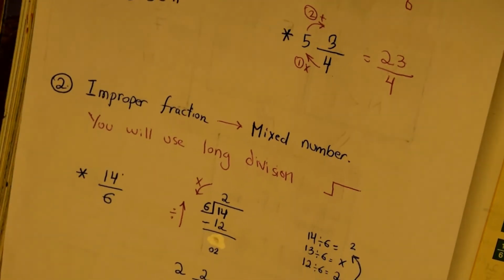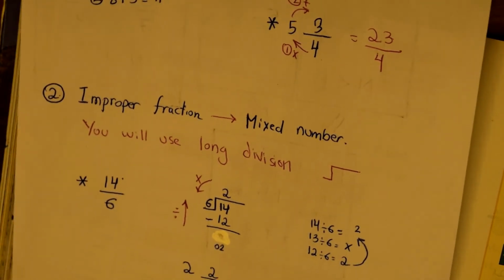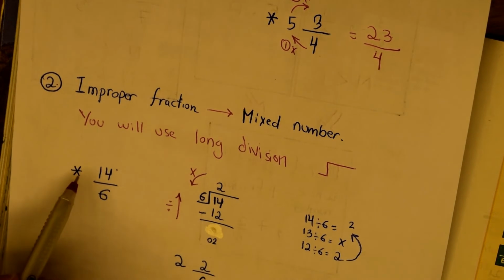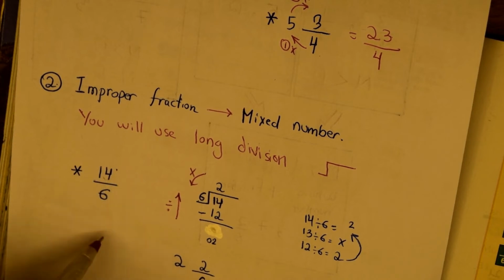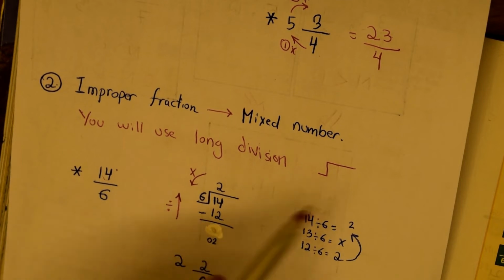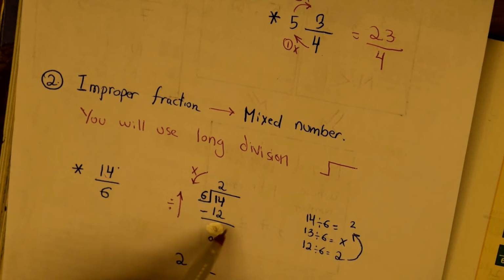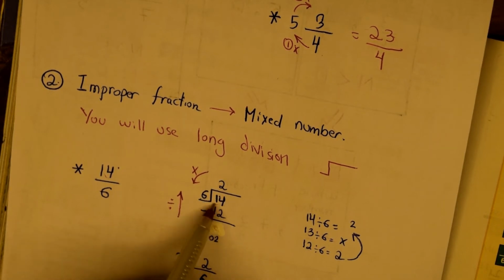Okay, now if I'm given the improper fraction and I have to find the mixed number, I will use long division. So here I have this improper fraction. It has a greater number in the numerator place, so 14 is greater than 6. So in this case, to find the mixed number, I have to use long division. So I will divide 14 by 6. First I will start with the 1. Can I divide 1 by 6? No, because 1 is smaller than 6. Then I will take 2 digits.